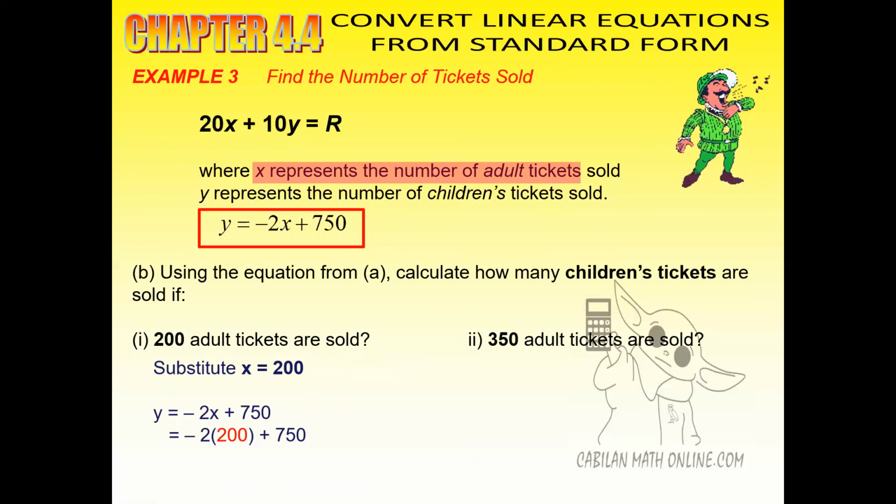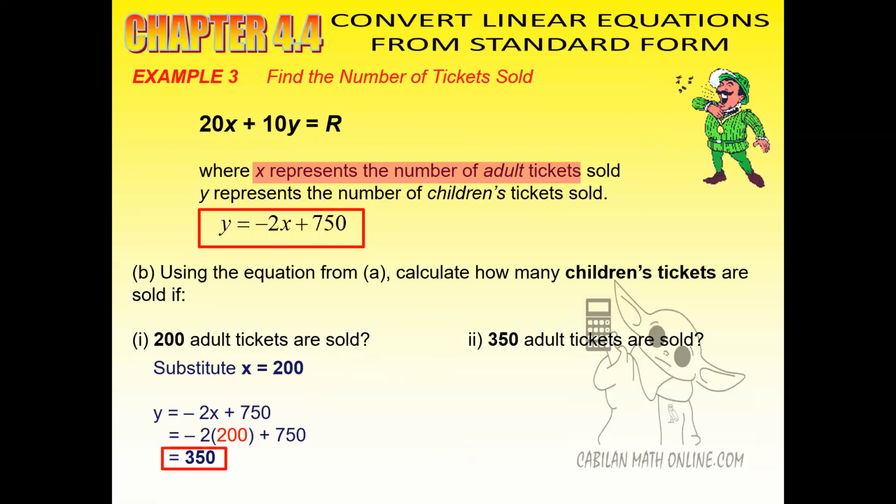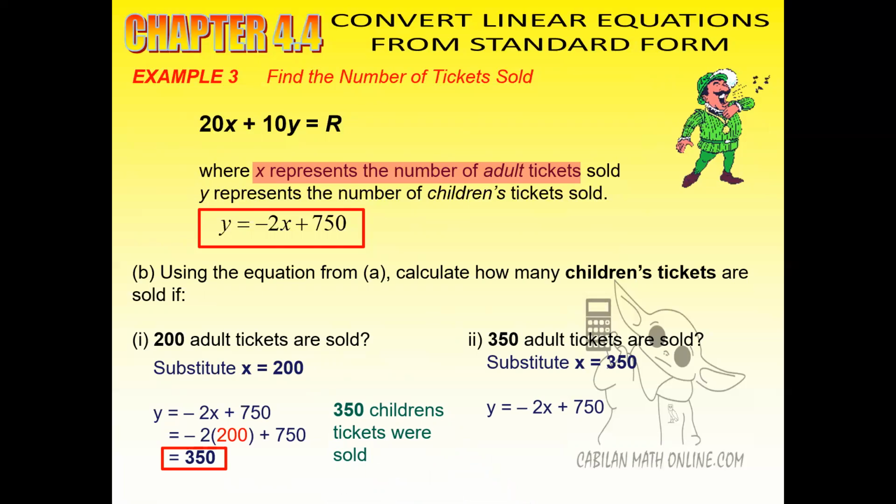So when you go negative 2 in brackets 200 plus 750, that's going to give us 350. So when 200 adult tickets are sold, 350 children's tickets were sold. Same thing for the next one. We have y equals negative 2x plus 750, so we're replacing the x with 350, and that's going to give us 50. So when 350 adult tickets are sold, 50 children's tickets will be sold.